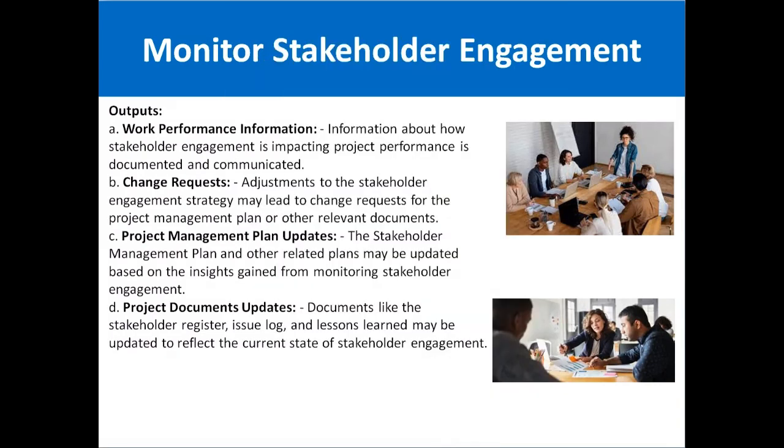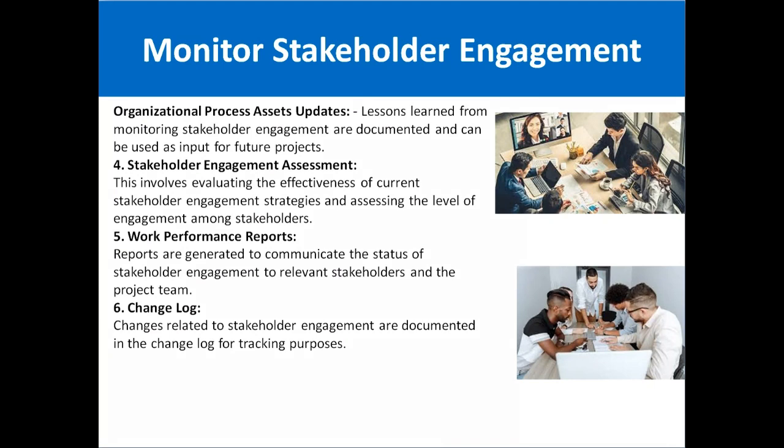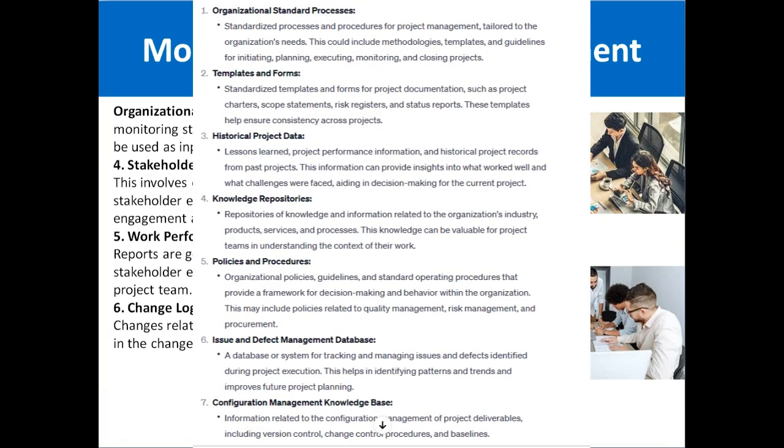Project document updates means different documents like the stakeholder register, issue log, and lessons learned may be updated to reflect the current state of stakeholder engagement. Organizational process assets may be updated. For example, the lessons learned from monitoring stakeholder engagement are documented and can be updated in that case as well.